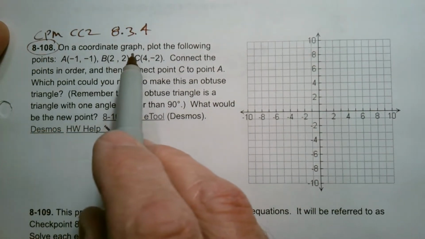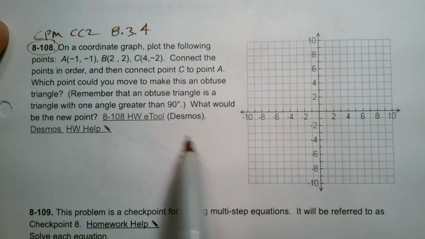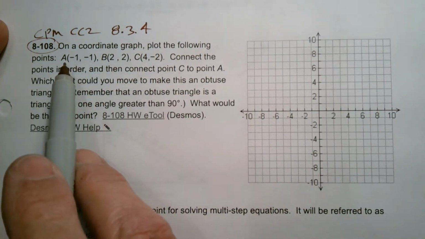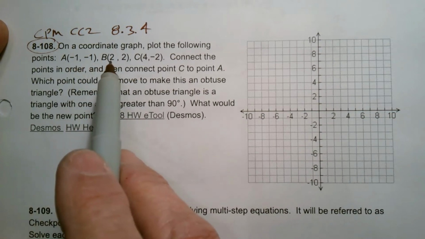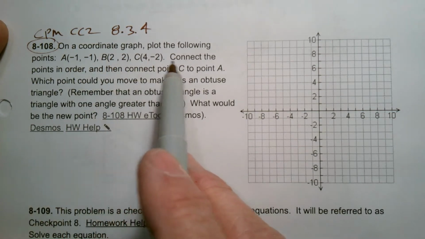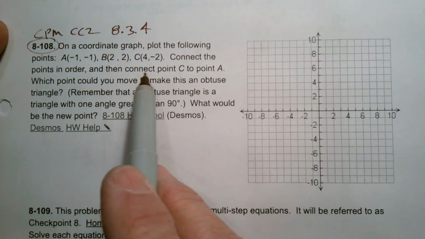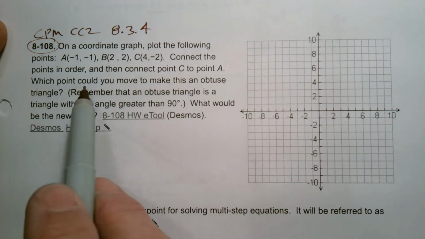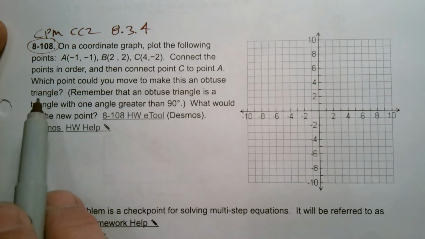It says on a coordinate graph, so I've got one here, plot the following points. So A is at (-1, -1), B is at (2, 2), and C is at (4, -2). Connect the points in order, then connect point C to A. And it says, which point could you move to make an obtuse triangle?